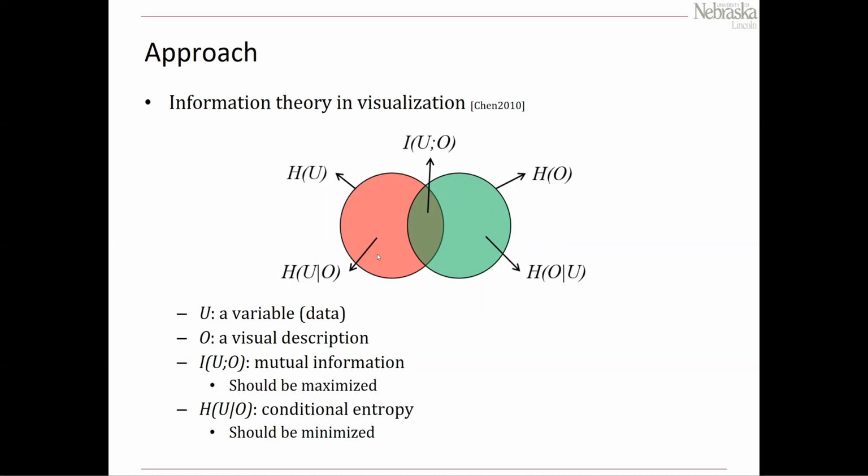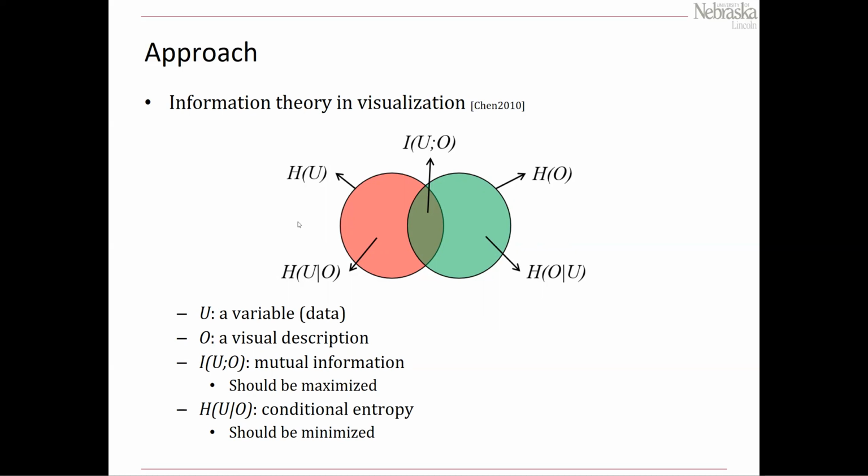And this component is essentially the conditional entropy. So this represents, given the visual representation, how much of the original data is still unknown. Okay, so given the relationship between the visualization and data, certainly we want to maximize the mutual information between these two circles and minimize the conditional entropy.